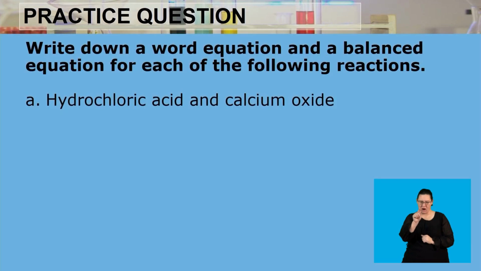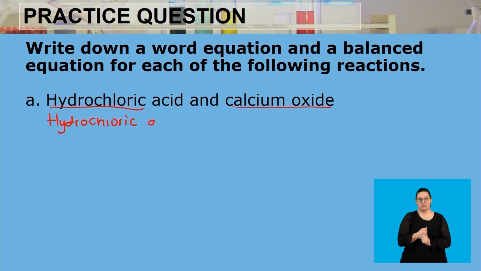So our next question wants us to write down a balanced chemical equation. So we need to write down a word equation and a balanced equation for each of the following reactions. We are told that our first reaction is hydrochloric acid reacting with calcium oxide. So we need to know what is going to be the product of these two substances when they are reacting. So starting with the word equation, we know this is our hydrochloric acid as given, hydrochloric acid plus calcium oxide. What is going to be the product?